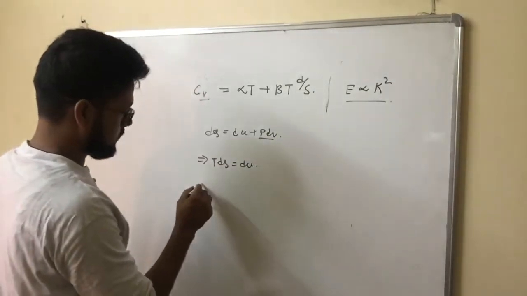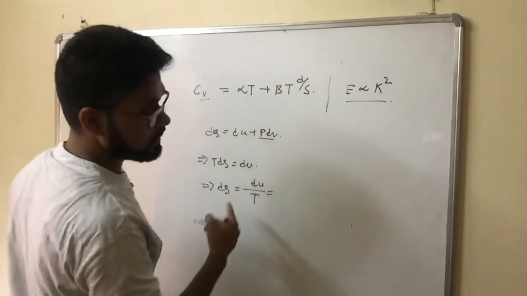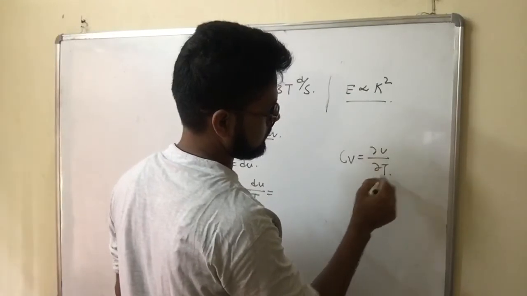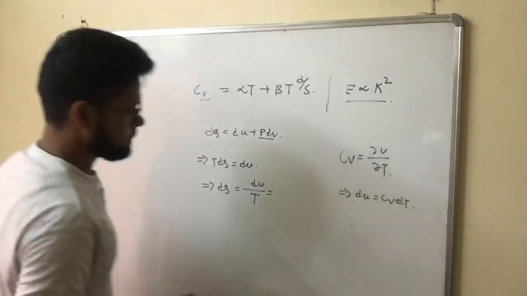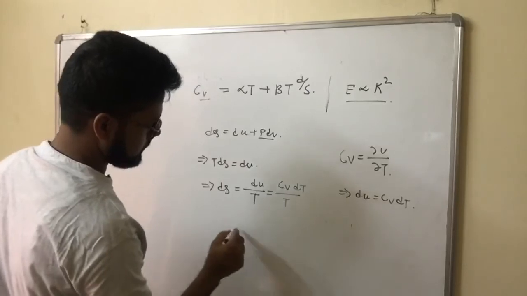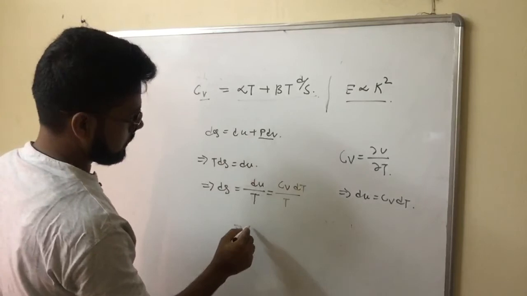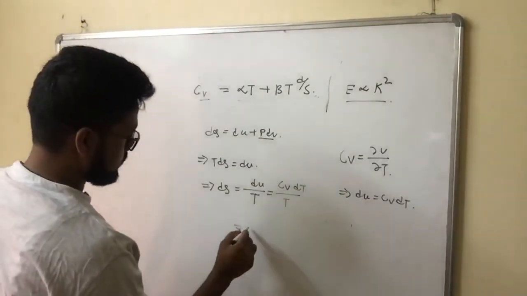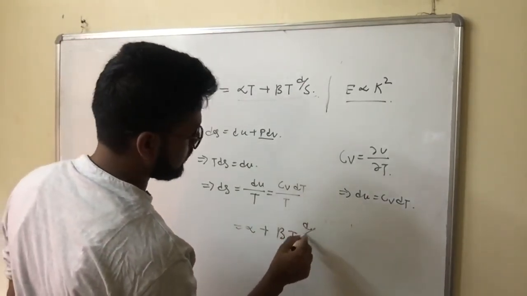Okay, dS equal to what? dU by T. dU means specific heat, dU by dT, right? So dU means Cv dT. It will be Cv dT by T. So if you take the differentiation, first term will be what? dS equal to alpha plus beta T^(d/s) minus 1.